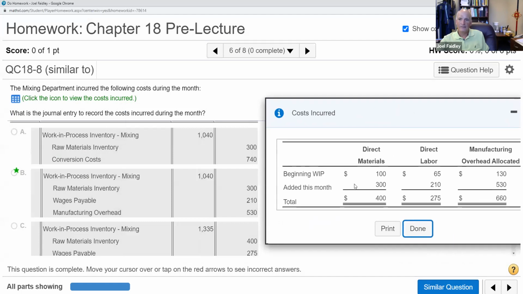And what we've got is we're trying to make a journal entry for this material, labor, and overhead that's been added during the month. So we got 300, 210, that's 510, and 530, that's 1,040. So I got $1,040 that's been added to work in process. Some of it came out of raw material, some of it's wages payable, and some of it's overhead, right? So there's my journal entry. Out of these categories into work in process.